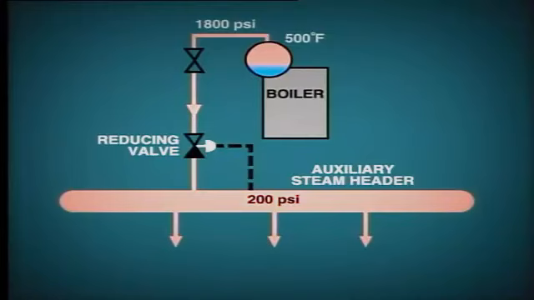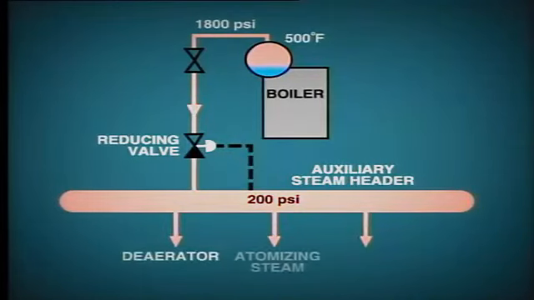From the auxiliary steam header, steam is piped to various applications, such as de-aerator standby steam, oil burner atomizing steam, fuel oil heating. These are just some examples. The actual steam auxiliaries will depend upon the type of installation.